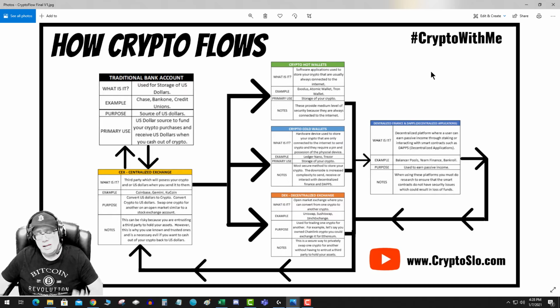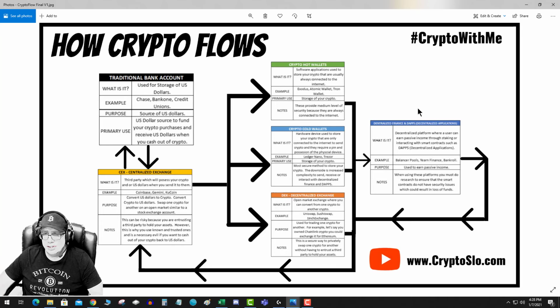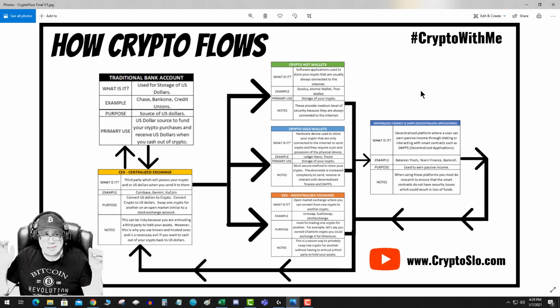But the best way to do this is start big with big thoughts and thought processes, and then we narrow down into specific use cases, and this will all make more sense. I promise. You'll come back to this video and be like, oh yeah, I get that. So yeah, these decentralized finance dApps are crucial to stacking passive income and earning more with crypto. So I hope you enjoyed today's video on how crypto flows.